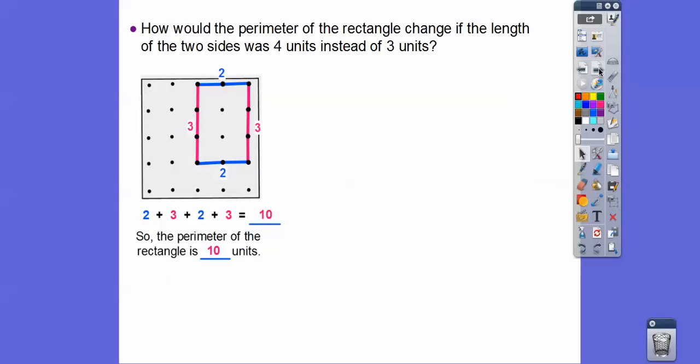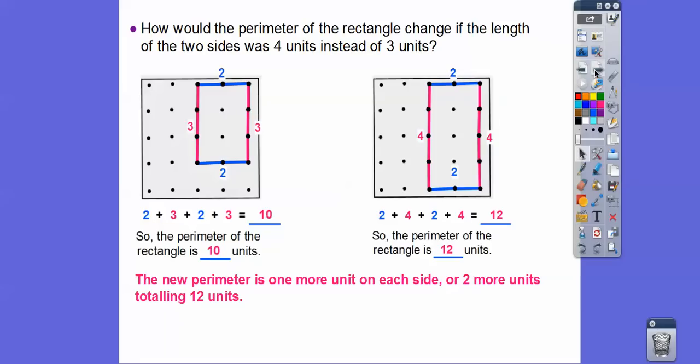How would the perimeter of the rectangle change if the length of the two sides was 4 units instead of 3? We'll take out this 3 and go down one more on each side to make it 4 units. So the new perimeter has 1 more unit on each side, 4 on each side instead of 3, or 2 more total for the whole perimeter. If we add it up, 2 plus 4 is 6, plus another 2 plus 4 is another 6, and 6 and 6 gives us 12. So it's 2 more units, which totals 12 units.